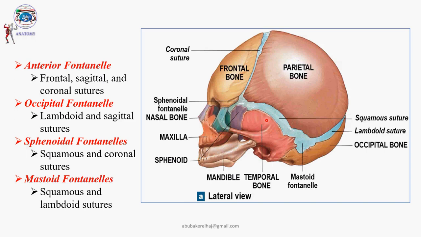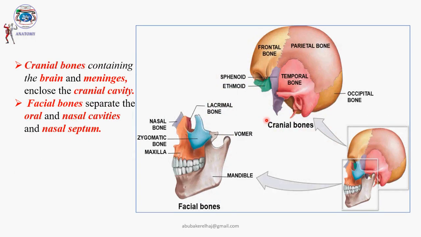That means we have the anterior fontanelle between the frontal suture and coronal sutures, and we have the posterior fontanelle between the lambdoid suture and sagittal suture, and then we have two on the lateral side, the sphenoidal fontanelle and the mastoid fontanelle, between the squamous suture and coronal suture, and also the lambdoid suture. This is about the general view of the skull: anteriorly, posteriorly, laterally, medially, and superiorly.